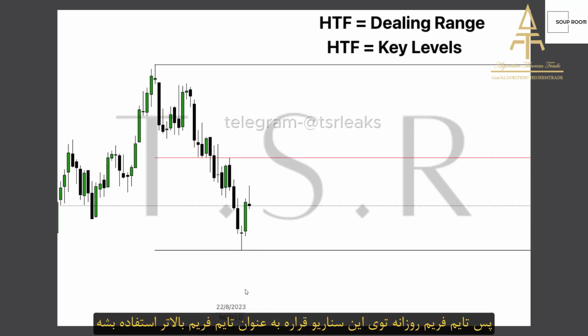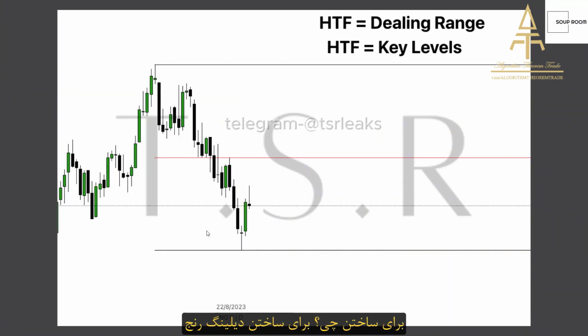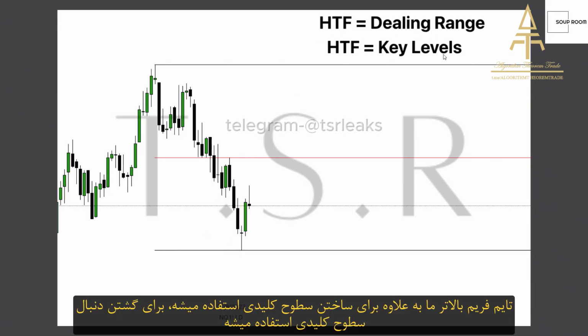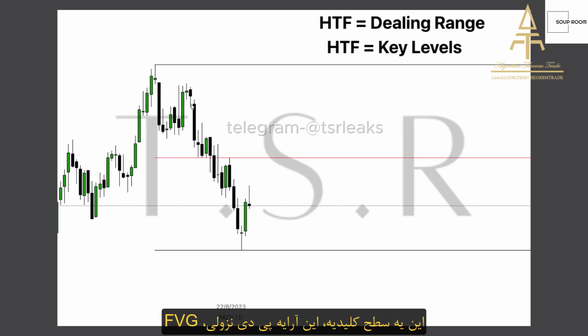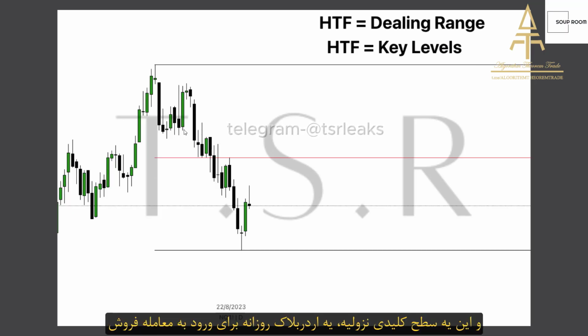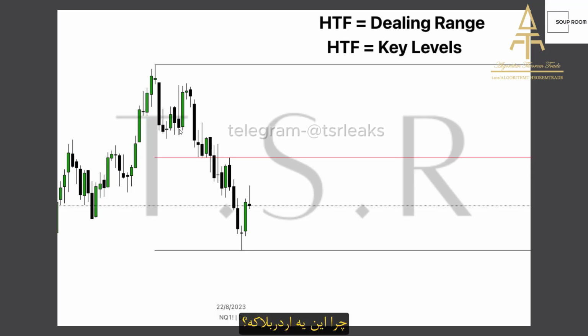So the daily in this scenario is going to be used as our higher time frame to form what? To form the dealing range. Our higher time frame is also used to form the key levels, to look for the key levels. This is a key level, this bearish PD array right here, fair value gap, and this is a bearish key level right here, a daily order block to go short. Why is this an order block? Why is this not the order block? Why is this not the order block? Why is this the order block?